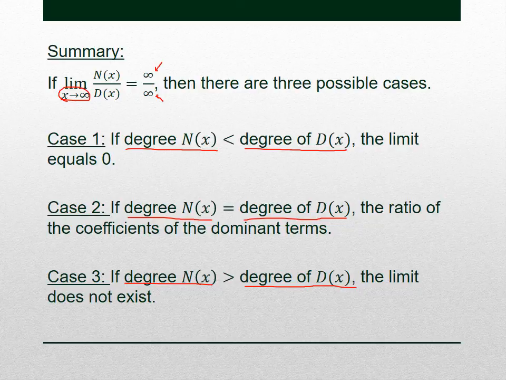So this is a summary of the dominant term rule. So whenever you're looking at these limits to infinity, just tell me what these degrees are and tell me what the limit is, whether it's 0, a number that's the ratio of these coefficients, or that it does not exist.